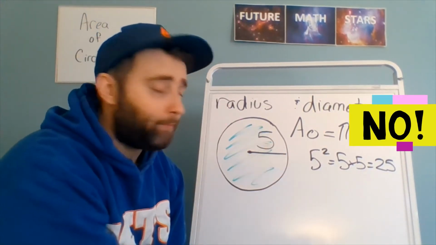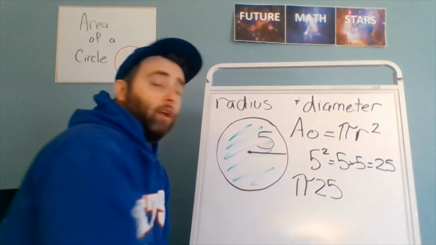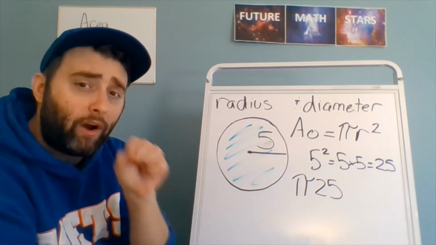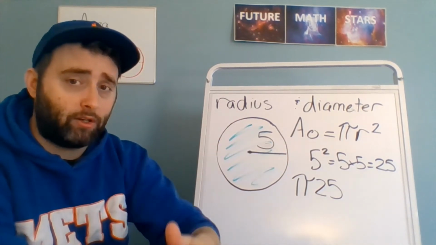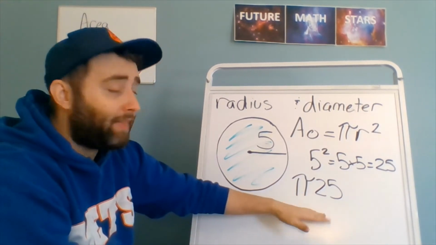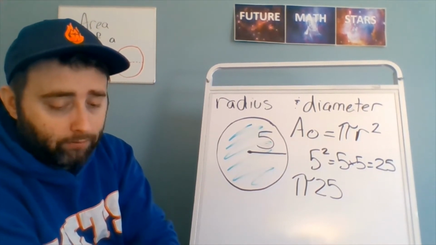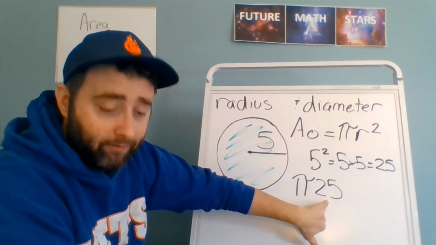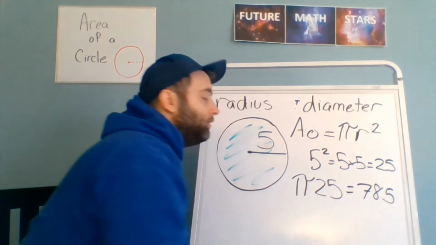No. First step. Now I have 25 pi, which means if a symbol or a letter is smack dab up against a number, there is no sign of addition, no sign of subtraction, no division bar. That means that these need to be multiplied together. So, being that pi is always 3.14, 3.14 multiplied by 25 gives us an area of 78.5.